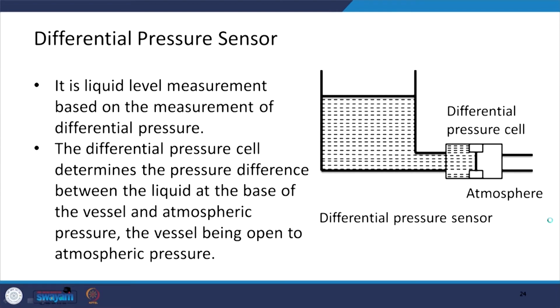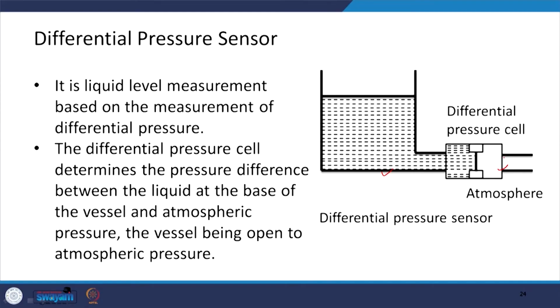Then there are differential pressure sensors basically. Okay. Differential pressure sensors, it is a liquid measurement based on the measurement of the differential pressure. So, the differential pressure cell determines the pressure difference between the liquid at the base of the vessel and atmospheric pressure. So, here and say here. The vessel being open to the atmosphere. So, that way we can find out the differential pressure.